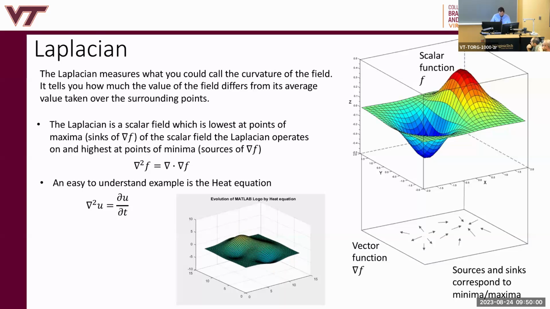So it's better to understand these definitions. Now we're going to talk about the Laplacian. The Laplacian measures what you would call the curvature of the field, and it tells you how much the value of the field differs from its average value taken around the surrounding points of that field. And we'll understand that.